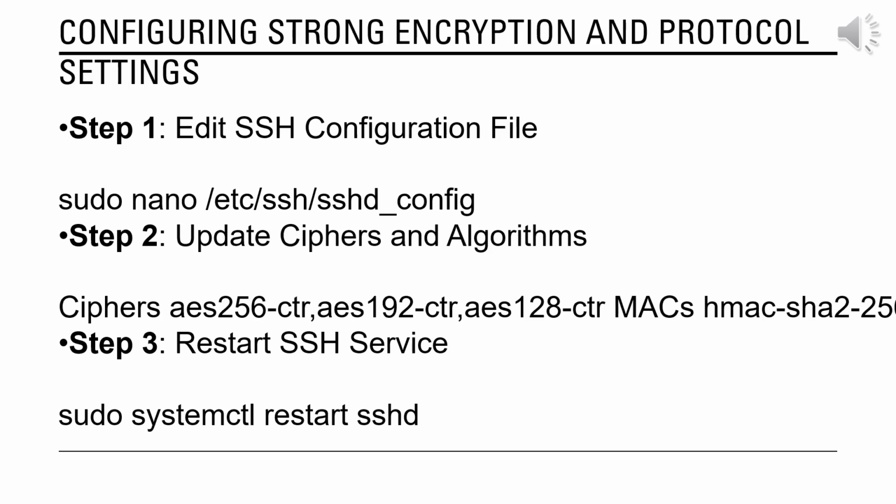The next thing we're going to be talking about here today is configuring strong encryption and protocol settings. There's 3 steps to this. So the first step, you want to edit the SSH configuration file by using this code that you see here on the screen. Step 2, you want to update ciphers and algorithms. And then step 3, you want to restart the SSH server, just like the last few steps. That way you can configure strong encryption and then use the protocol settings as well.